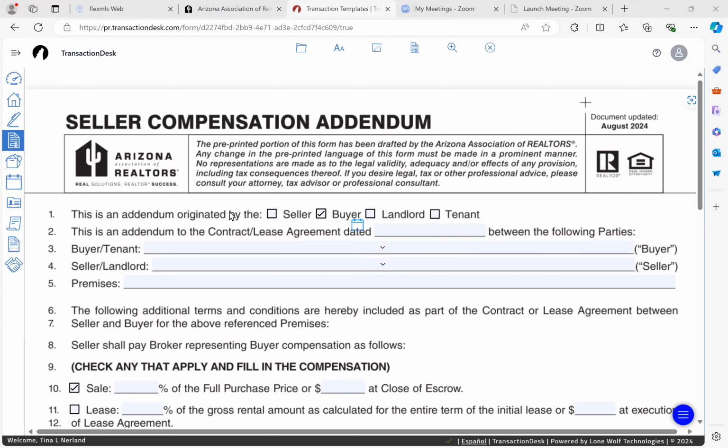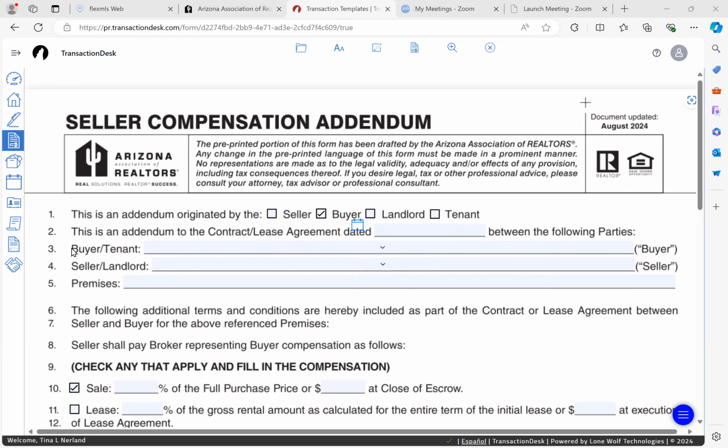Okay, so we're going to go over why this form is probably the best practice, which is why our broker, Mike, has decided that this is the one that we should be using. So it states who it was originated by, whether it was the seller or the buyer. Typically, it's going to be the buyer because we're the ones submitting the offer. This is an addendum to the contract or lease agreement dated whatever is the last date of either the purchase contract or a counter offer between the following parties, the buyer and the seller, or the tenant and the landlord.